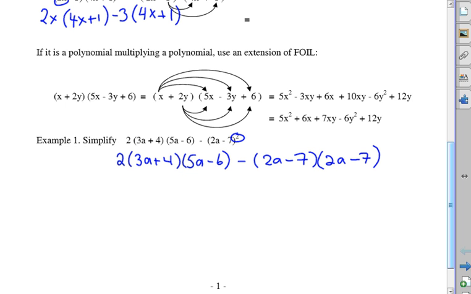FOIL or distributive law. How many things can we multiply together at a time? 2. Like, would I take this 2 and multiply it into all of these? No, big mistake, right? We can only multiply 2 things at a time. So we'd start by distributing first the 2 in, and then we can FOIL, right? Again, also with the subtraction, when we FOIL this out, you're going to want to keep the brackets and then bring the negative in.